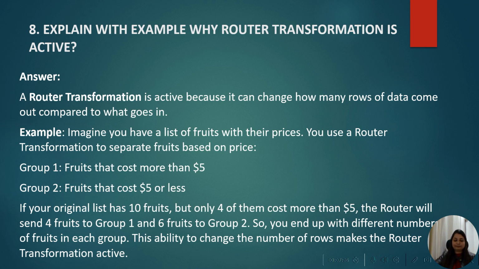So if your original list has 10 fruits but only 4 of them cost more than $5, the router will send 4 fruits to group 1 and 6 fruits to group 2. So you end up with different numbers of fruit in each group. This ability to change the number of rows makes the router transformation an active transformation. So, move to the next question.